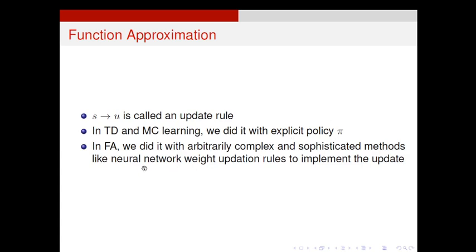So in function approximation we do this policy updation with arbitrarily complex and sophisticated methods like neural network weight updation rules to implement the update. That means instead of an explicit policy pi, we make use of output from sophisticated methods like neural network weight updation rules. That means some weight vectors or weight matrix. We calculate or approximate the value of a state S instead of using this policy pi.